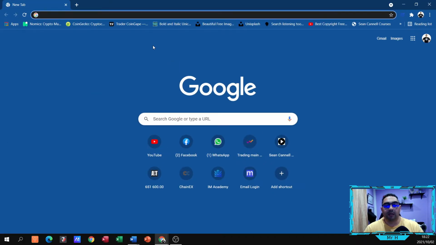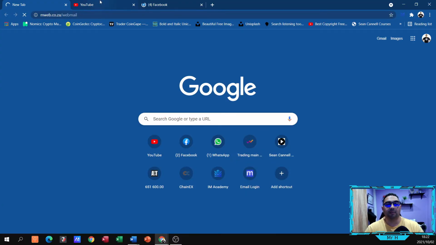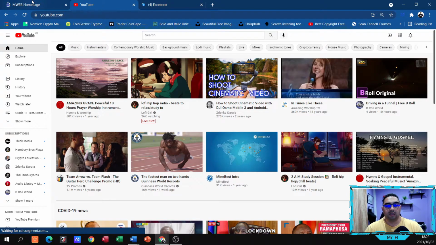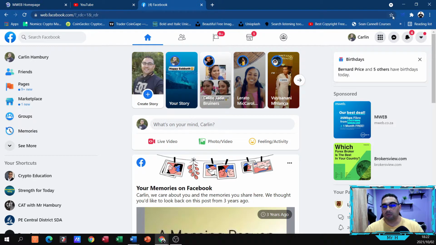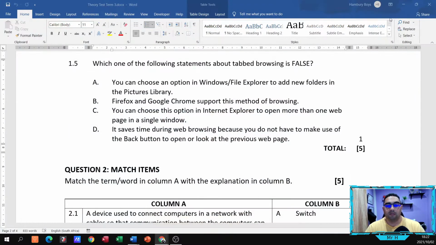When we open up a web page and we open up different tabs, maybe on this one I go to Facebook, and on this one I go to YouTube, and on this one I go to another email application. Okay, so there you can see I've got different tabs open, and that's going to take me to different pages for each one. So they want to know which one of the following is false.